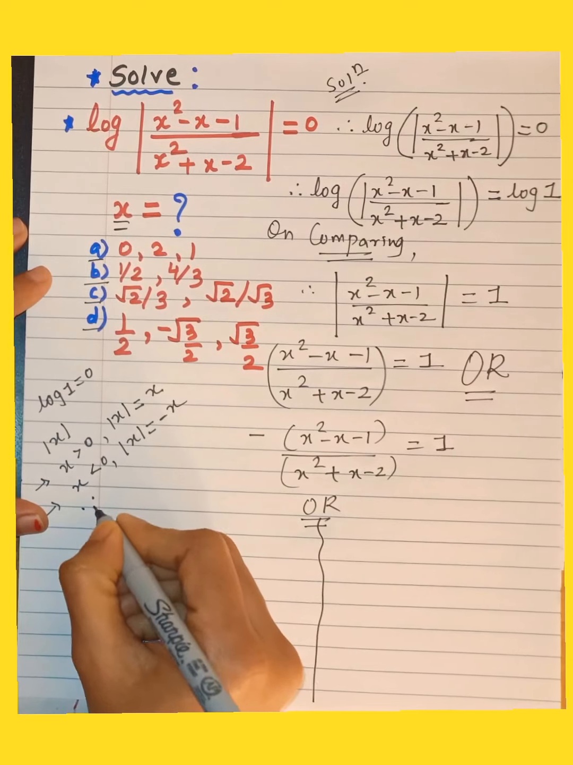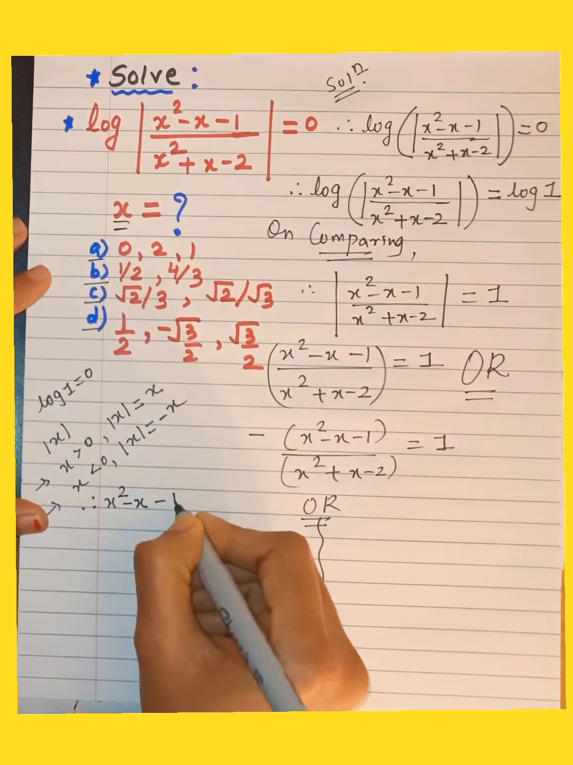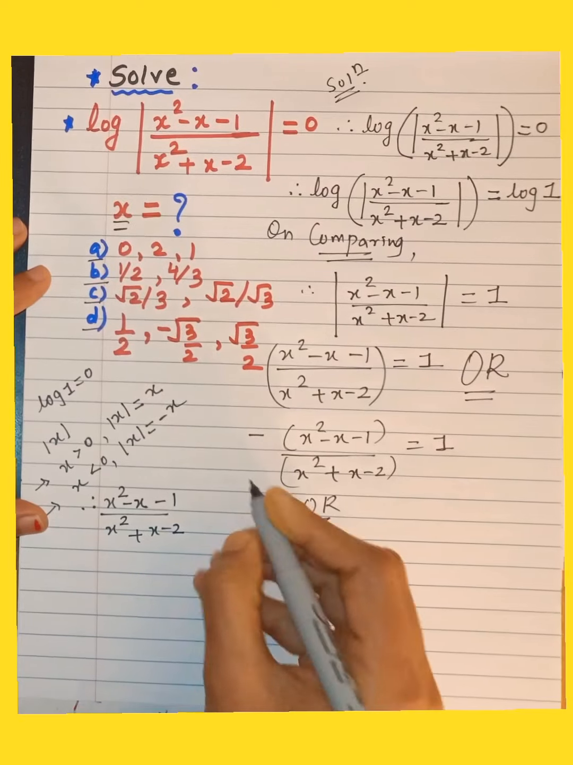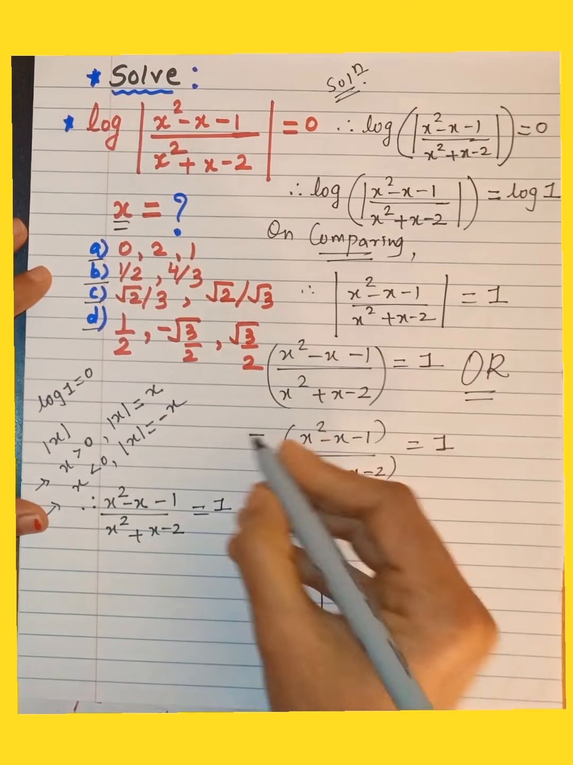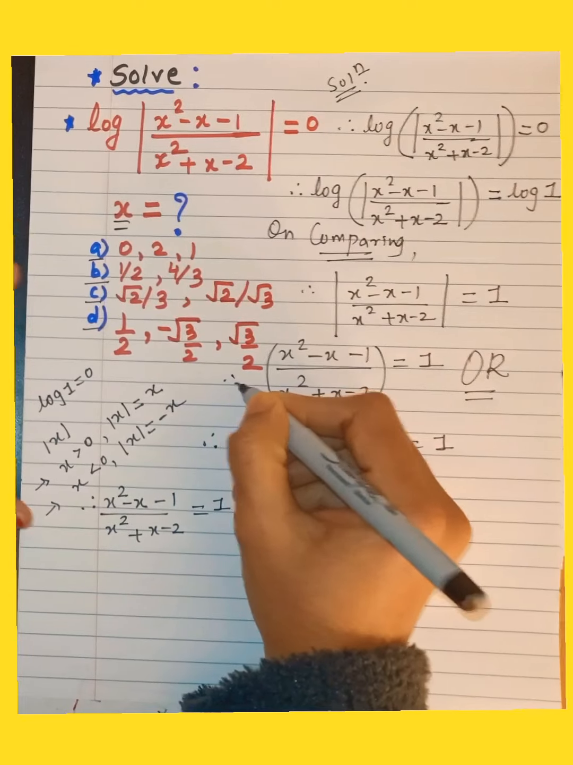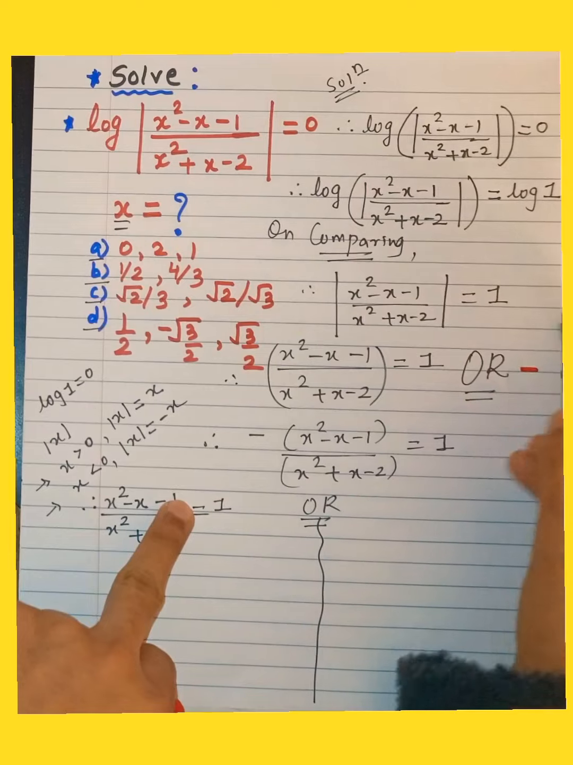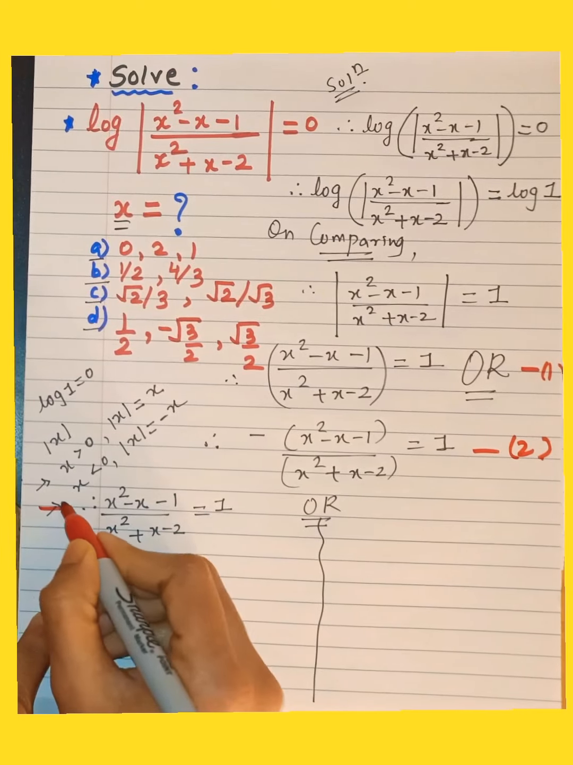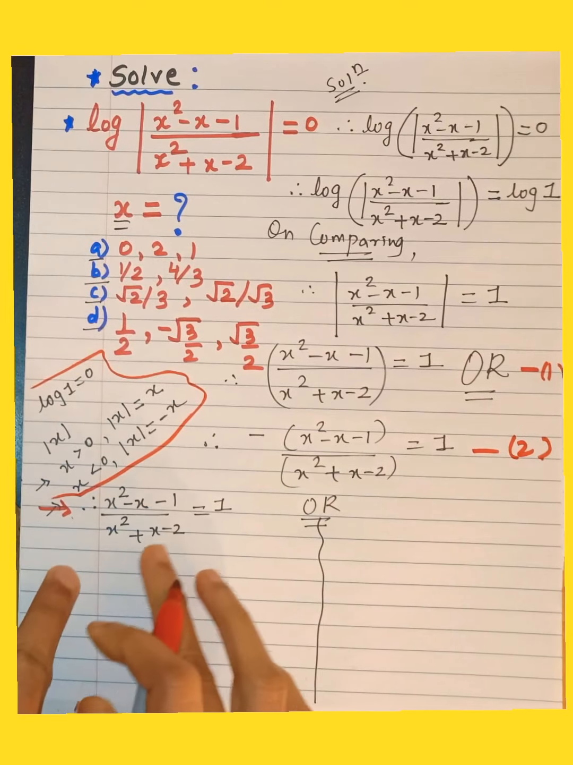Okay, so our first equation is (x square minus x minus 1) upon (x square plus x minus 2) equals to 1. So this is our one equation. Now, in another equation, this is our second equation. So this was our first equation and this is our second equation. So first, we are solving our first equation.